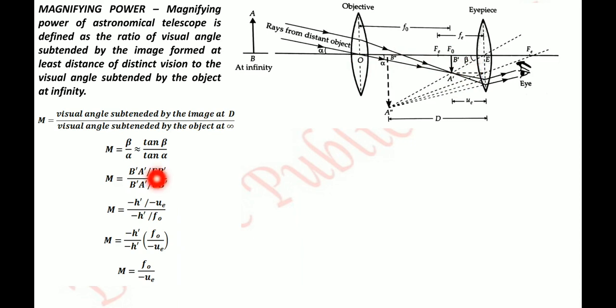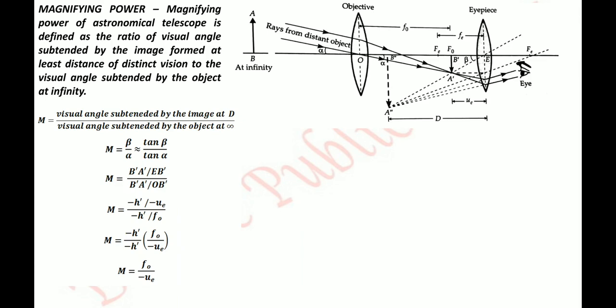B dash O dash upon O B dash. Now B dash A dash is equal to minus H dash, we supposed. EB dash works as object distance, so UE, it is minus because we are moving leftward, upon B dash A dash minus H dash, it will be OB dash. OB dash is the focal length for the objective, so it will be FO. Since it is right side of the lens, it is considered positive.